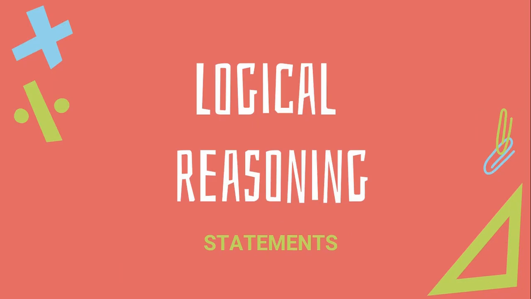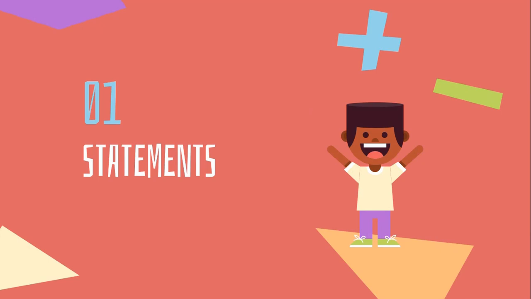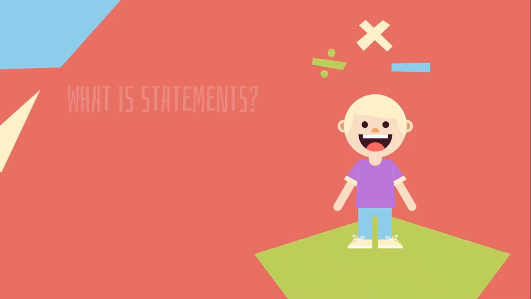Hi, in this video, I will be explaining about the logical reasoning in the topic of statement. So in statement, we have 5 components which are statement, negation, compound statement, implication, and lastly, converse, inverse, and contrapositive. So let's look into the first component, which is statement.